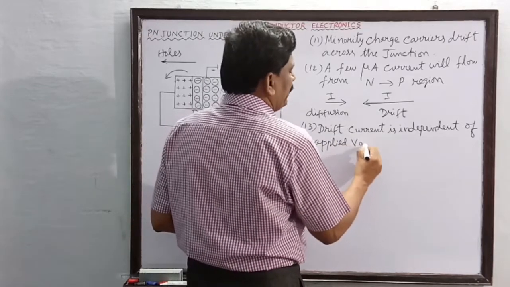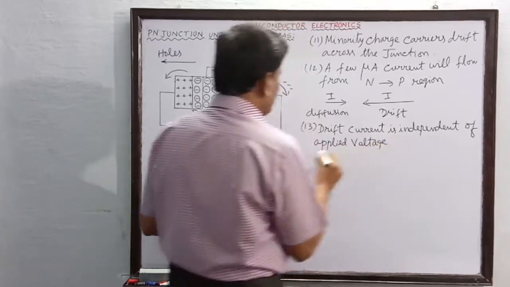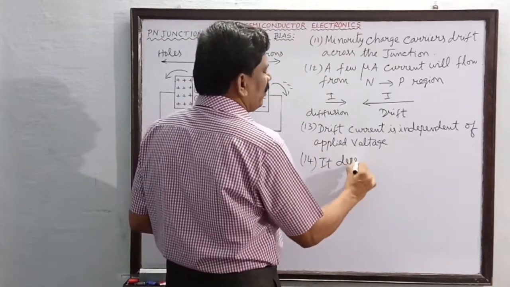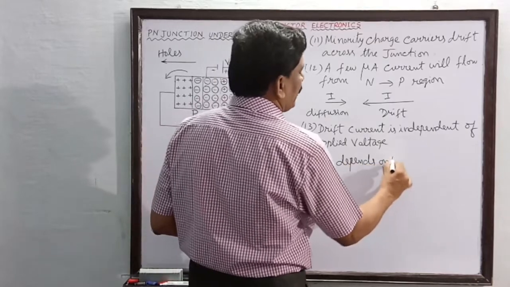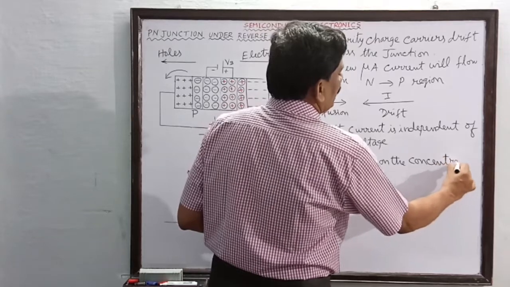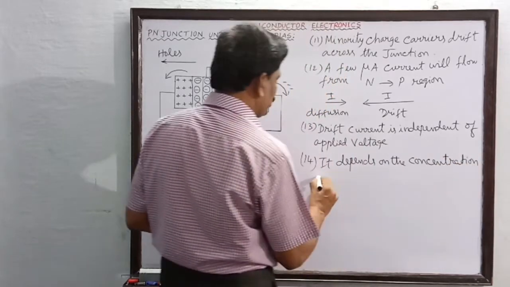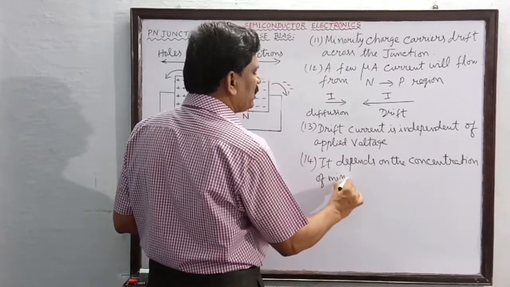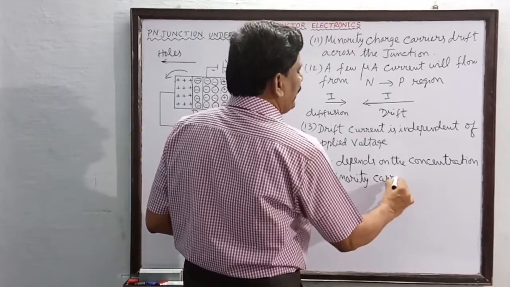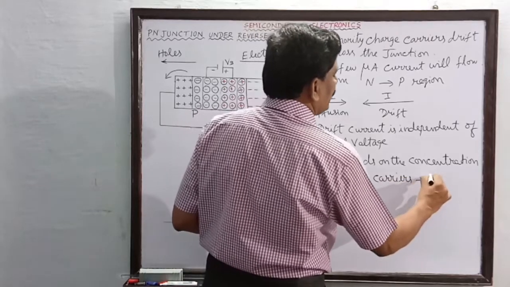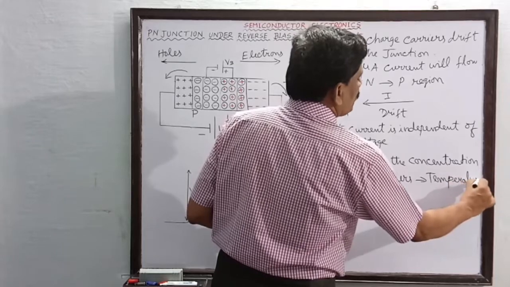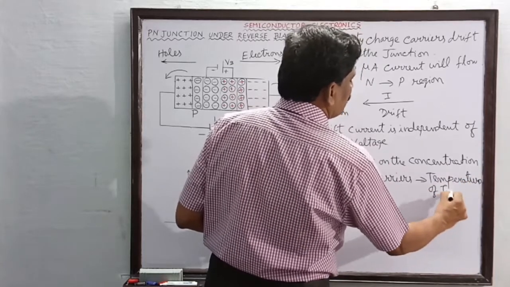But it depends on one factor. Students, what factor? It depends on the concentration of the minority charge carriers, which again depends on another factor, that is the temperature of the junction.